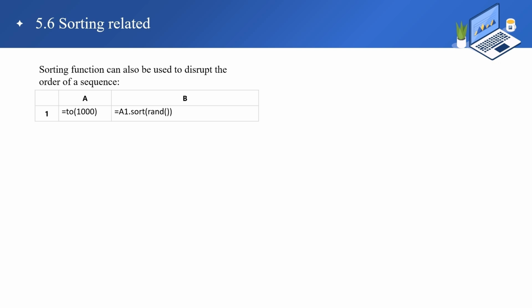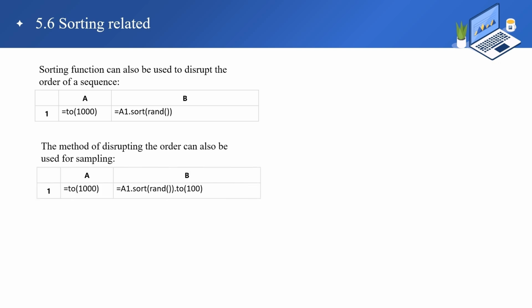The method of disrupting the order can also be used for sampling. For example, we want to select 100 numbers randomly from the range of 1 to 1000, which cannot be repeated. It's not easy to generate them randomly, and it's troublesome to regenerate them if there is repetition. It is very simple using the above sorting method, just getting the top 100 after disrupting the order.